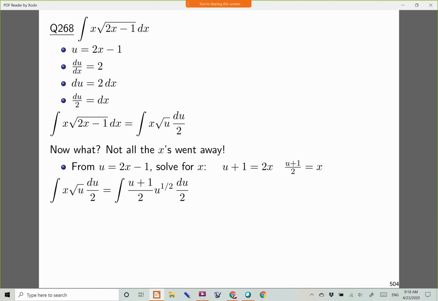So I hope we're okay up to this step. The other thing I did in the process, not only did I replace the x, I also replaced the root u with u to the 1/2. Just another way to write the radical. Okay. I hope we're okay up to there.